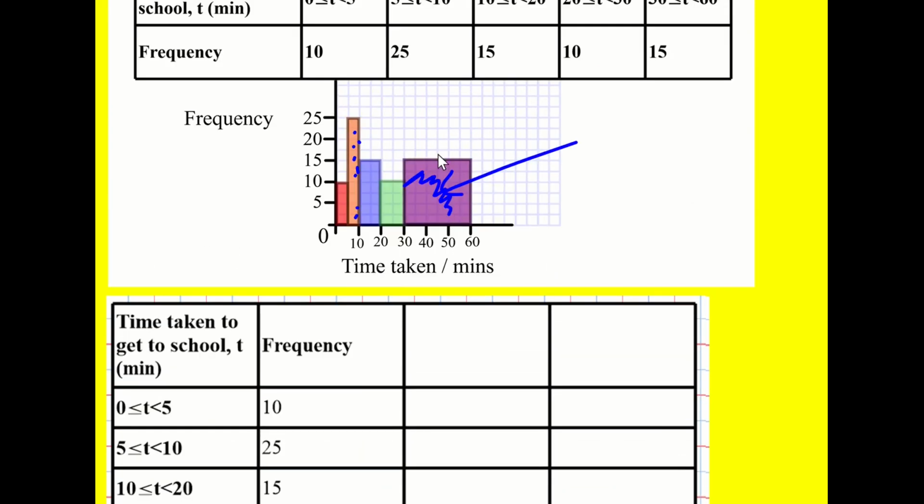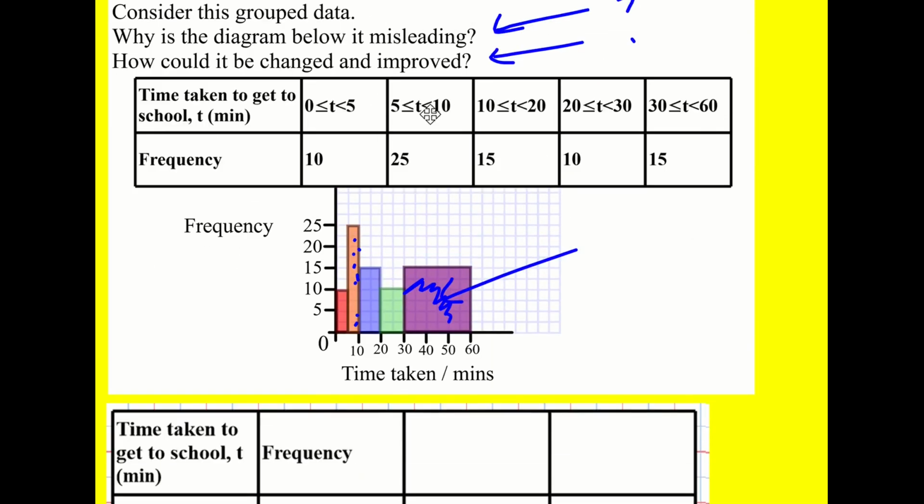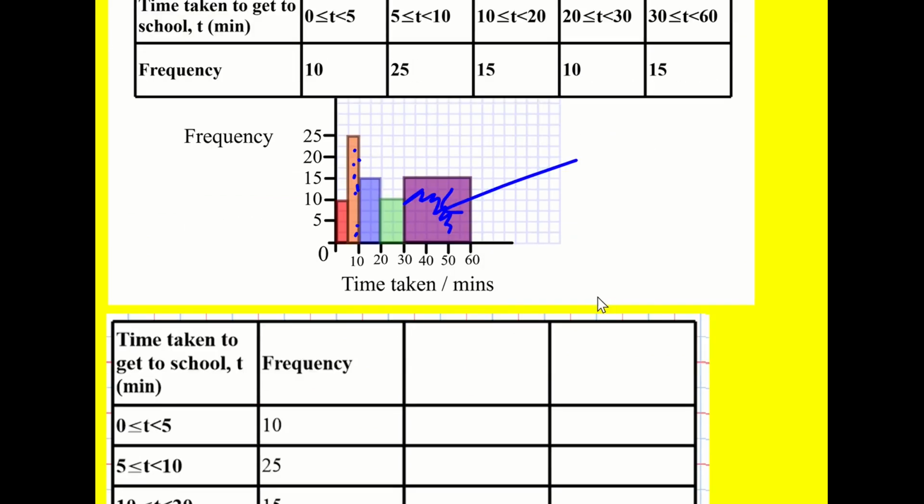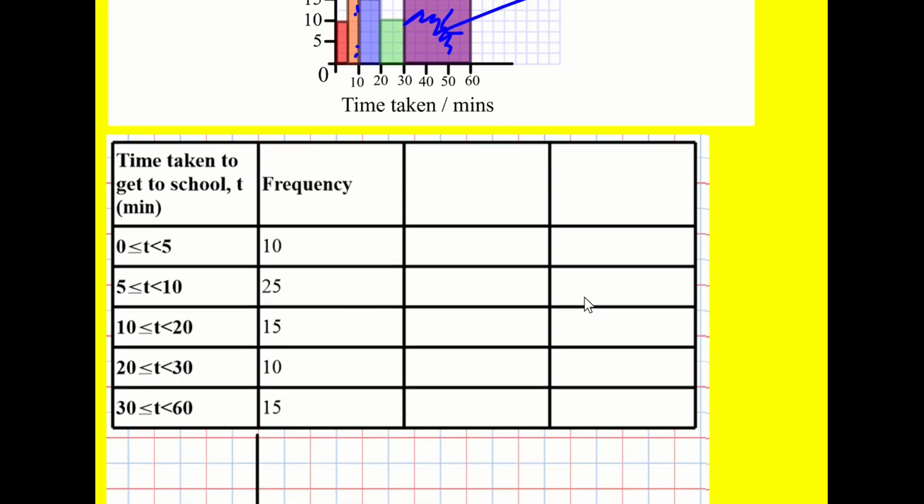If you have no gaps, if you have exactly the same interval, by the way, then yes, you can just plot the frequency. That's okay. So histograms really come into their own when you have different widths. Okay, more on this in a second.